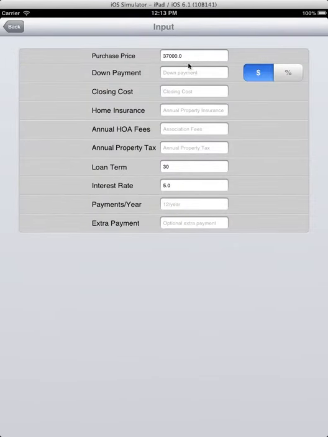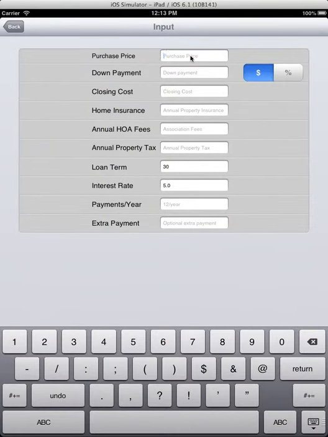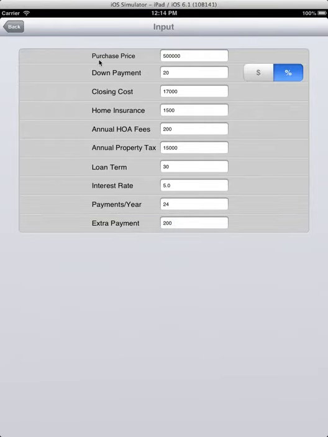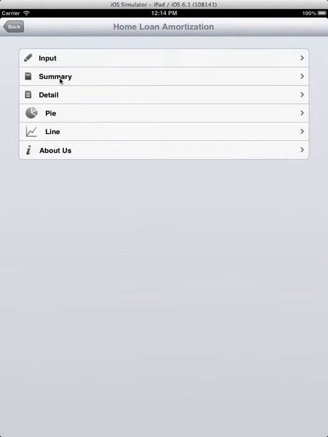Amortization. Let's see, say 500,000, and down payment is 20%, and closing cost is 17,000. Home insurance is 1,500. Association fee is 200 per month. Annual property tax is 15,000, and loan term is 30 years, and we are, say, paying twice a month, and we are making a $200 extra payment. Okay, here's the input, and then here's the summary.